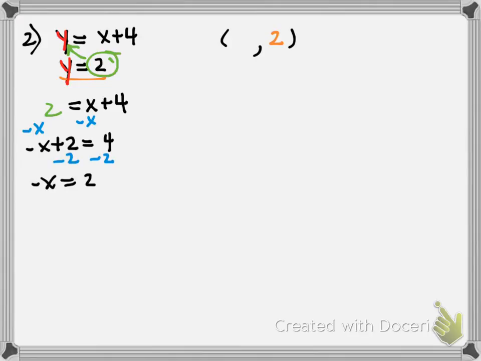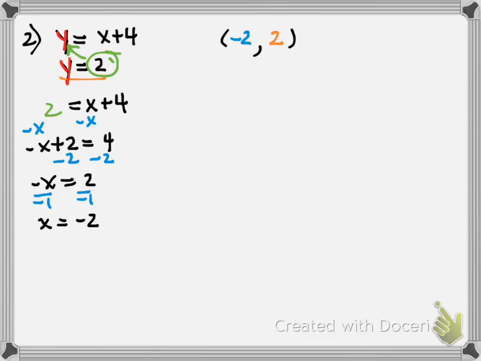Am I done? No. I've got a negative x, so I need to multiply or divide both sides by negative 1, because 2 negatives make a positive. Over here, the signs are different, so my answer is negative. So my second answer is going to be x equals negative 2.